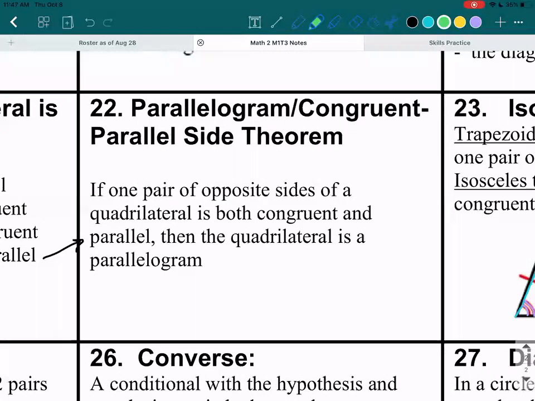Parallelogram congruent parallel side theorem. This one says, if one pair of opposite sides of a quadrilateral is both congruent and parallel, then the quadrilateral is a parallelogram. So we're looking for opposite sides, and we need it to be 1, congruent, and 2, parallel. Two things, congruent and parallel for these opposite sides. So that's what we're going to take a look at on our skills practice.